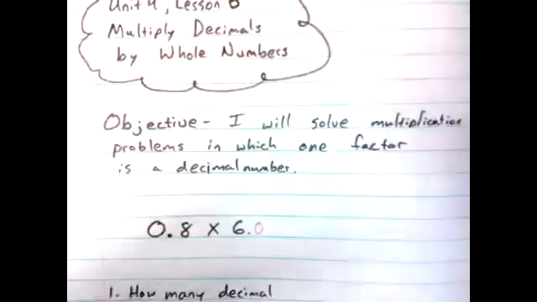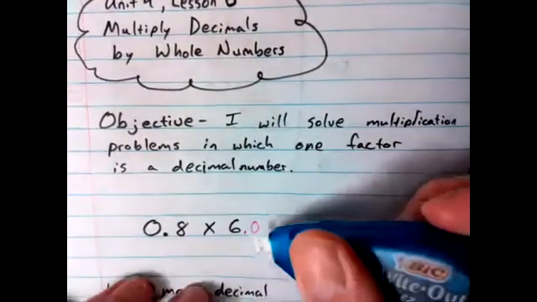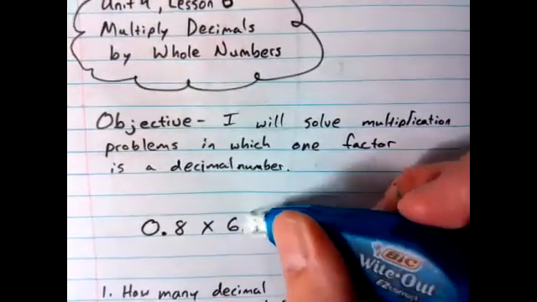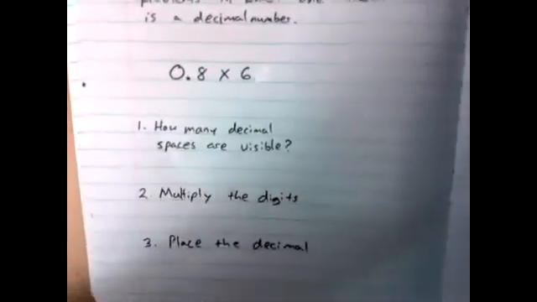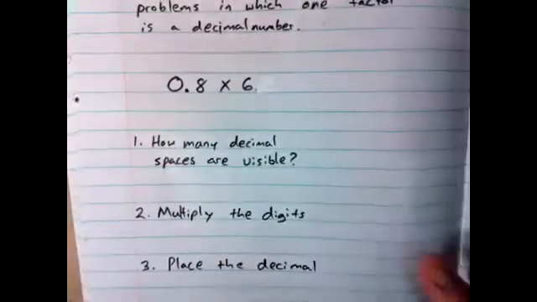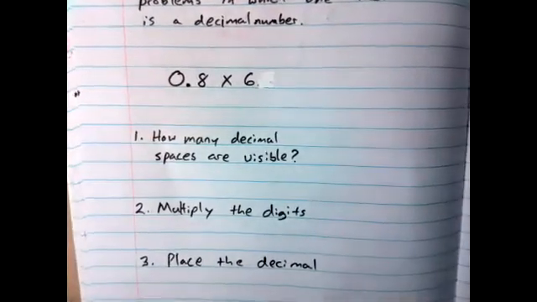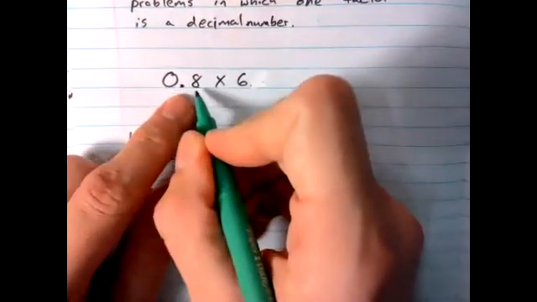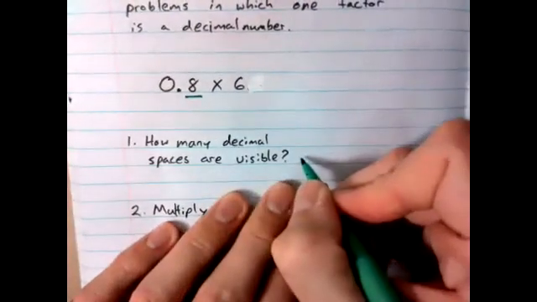All right, so what we really need to do is, if we're looking at the original problem, we need to ask ourselves a few things to solve. How many decimal spaces are visible? So the whole number 6 doesn't have a visible decimal space. However, 8/10 does. I see one visible space. So the answer here is going to be 1.